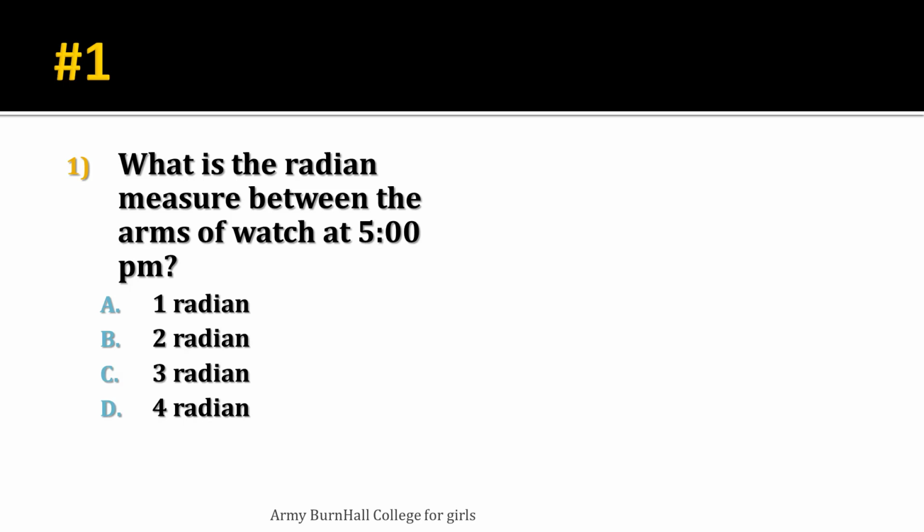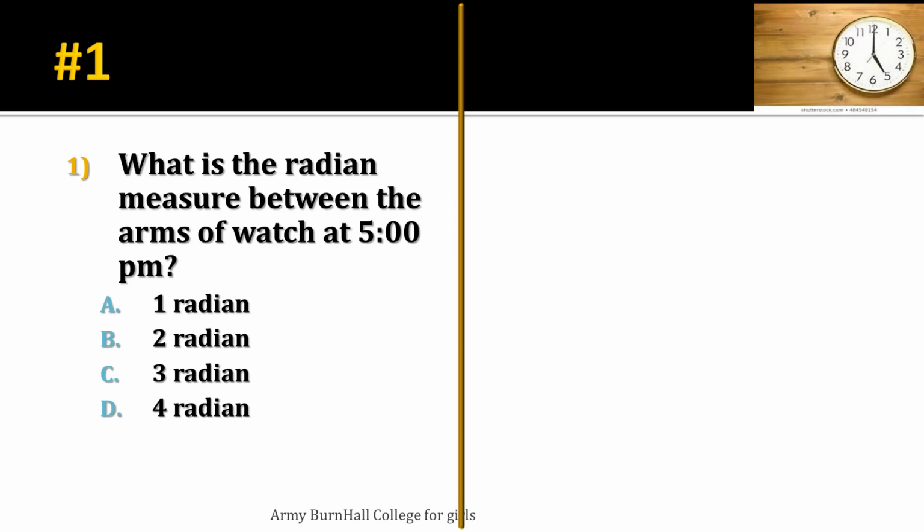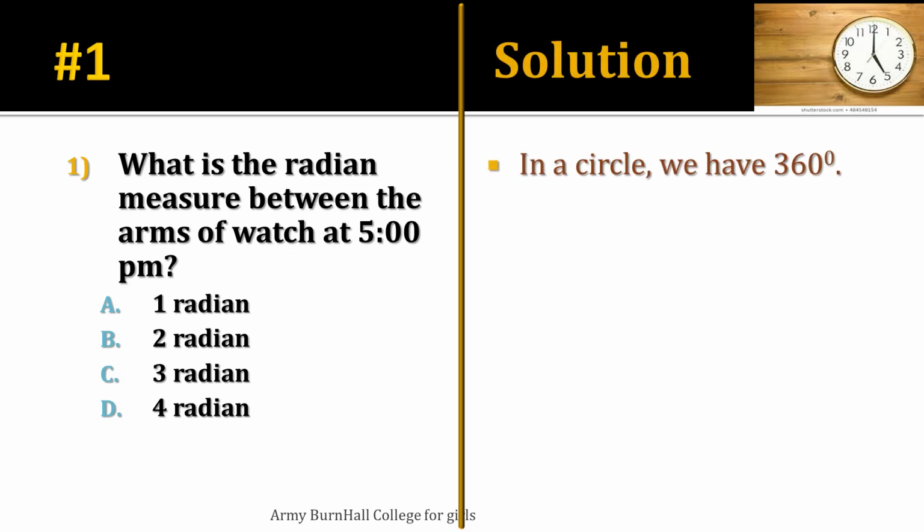So how are we going to check the radian measure between the arms of the watch at 5 p.m.? First, for the solution, we will draw the watch which is at 5 p.m. You can see over here that the minute arm will be at 12 and the hour arm will be at 5, as shown in the figure. We will solve it in a circle.